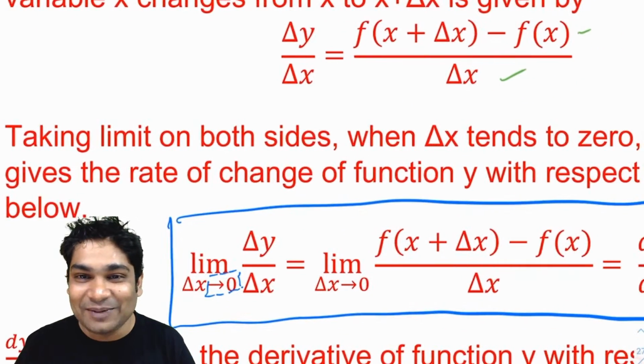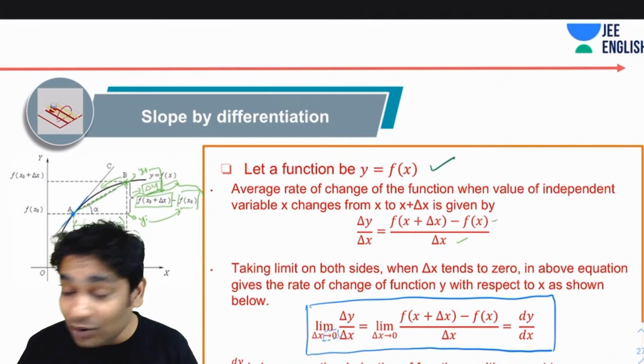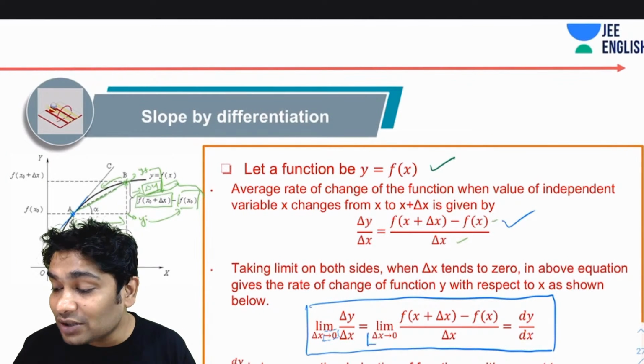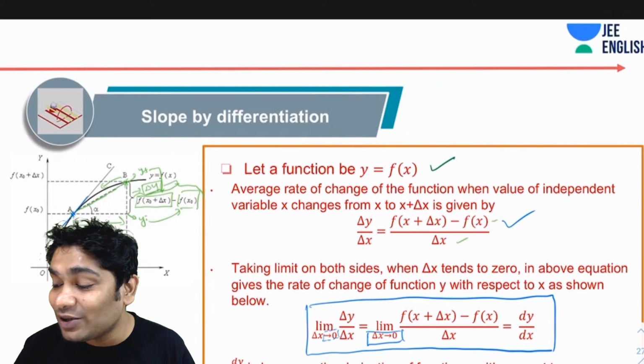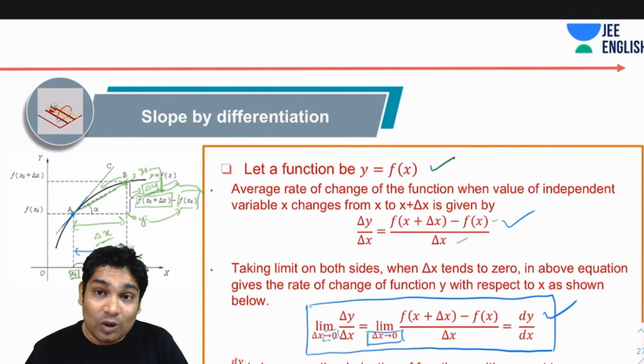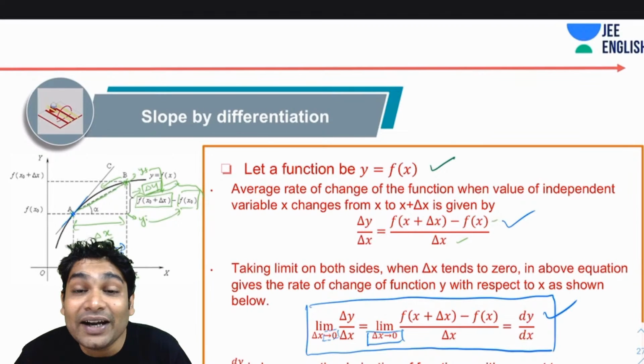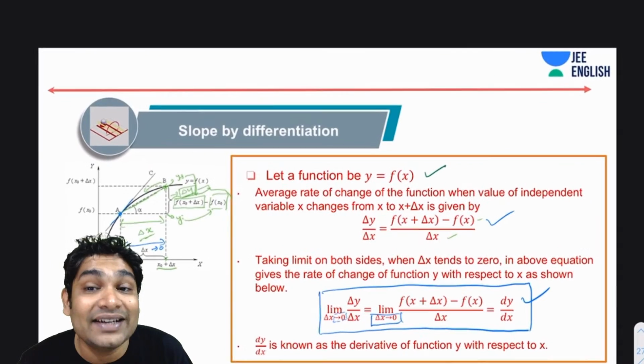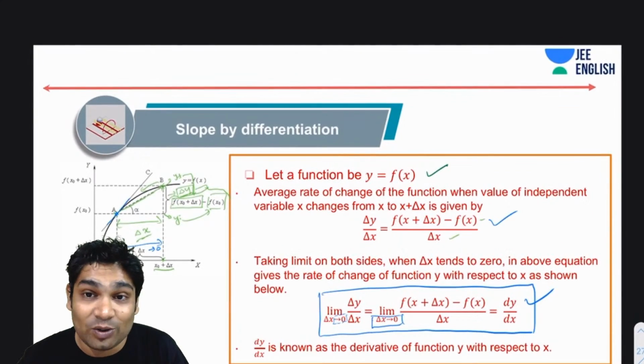Yes, that is a good answer, Bhavan. So when you find the same slope with the extra assumption that delta x is tending to 0, you get the instantaneous slope, and instantaneous slopes are represented by dy over dx. So dy over dx is known as the derivative of function y with respect to x.